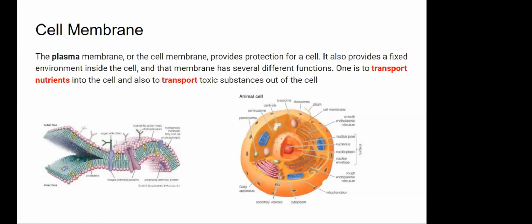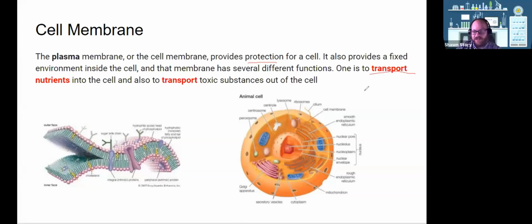Cell membrane. The plasma membrane or the cell membrane provides protection for a cell. It also provides a fixed environment inside the cell, and that membrane has several different functions. One is to transport nutrients into the cell and also to transport toxic substances out of the cell.